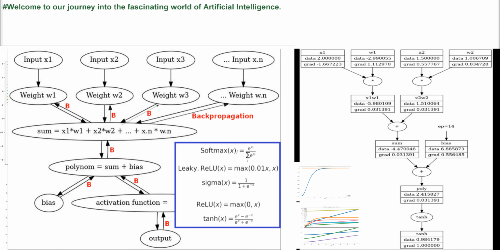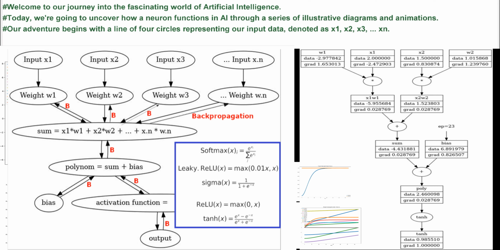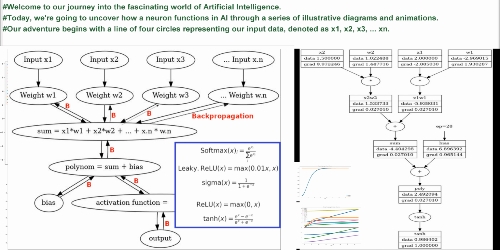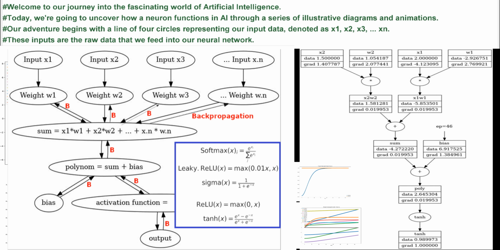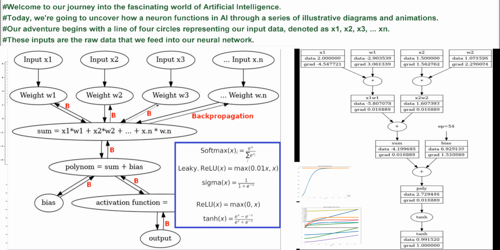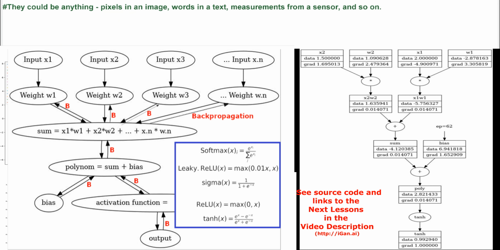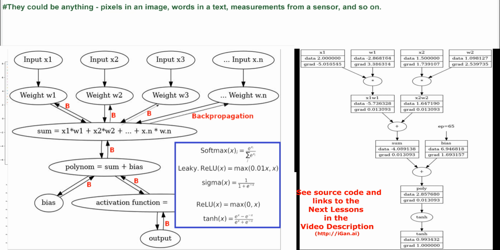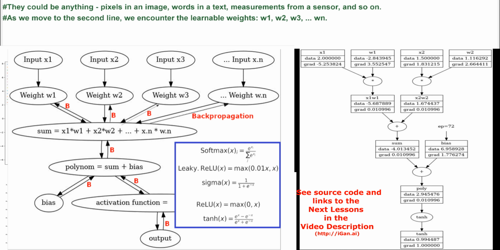Welcome to our journey into the fascinating world of artificial intelligence. Today, we're going to uncover how a neuron functions in AI through a series of illustrative diagrams and animations. Our adventure begins with a line of 4 circles representing our input data, denoted as x1, x2, x3, xn. These inputs are the raw data that we feed into our neural network. They could be anything: pixels in an image, words in a text, measurements from a sensor, and so on.